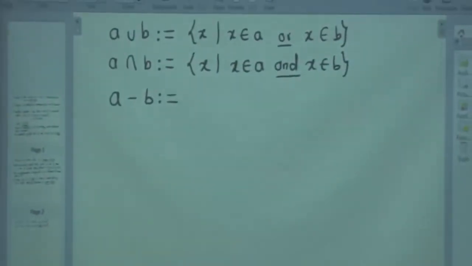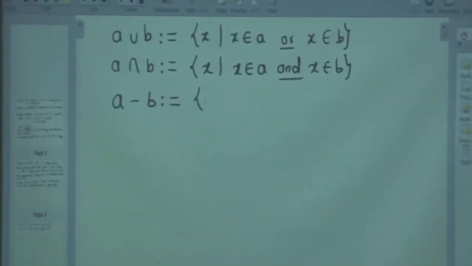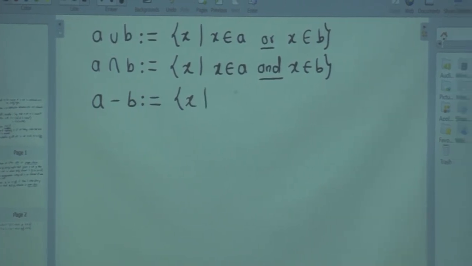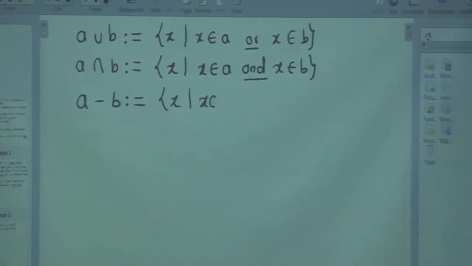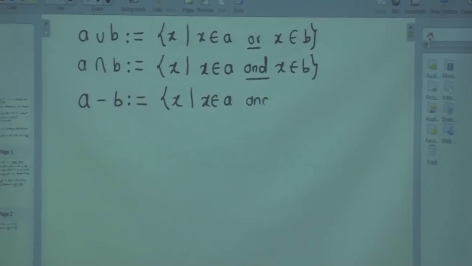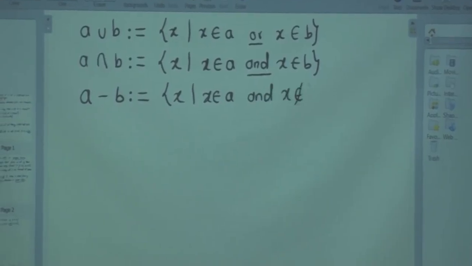Subtraction, yes. So, set subtraction, right. So, A minus B. What is it? All those X's such that X belongs to A and X doesn't belong to B. Very good. Any other operation?